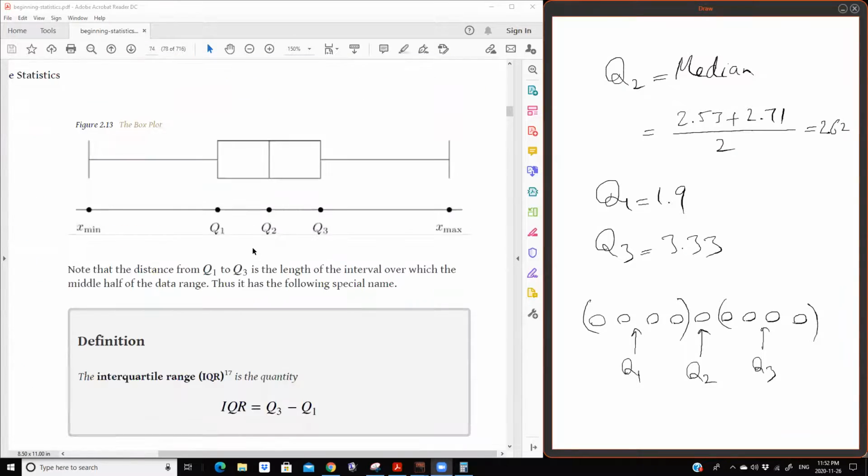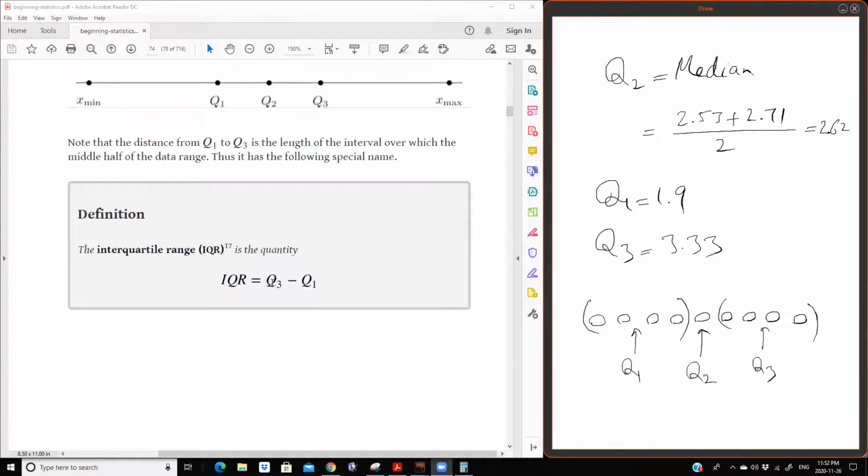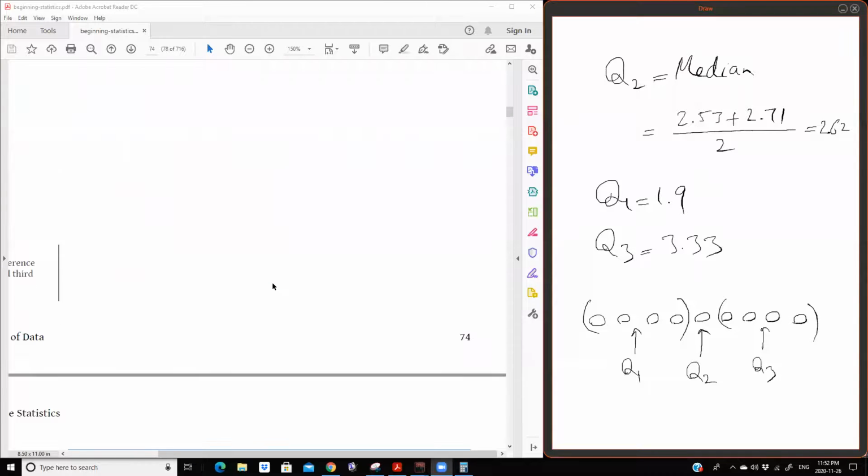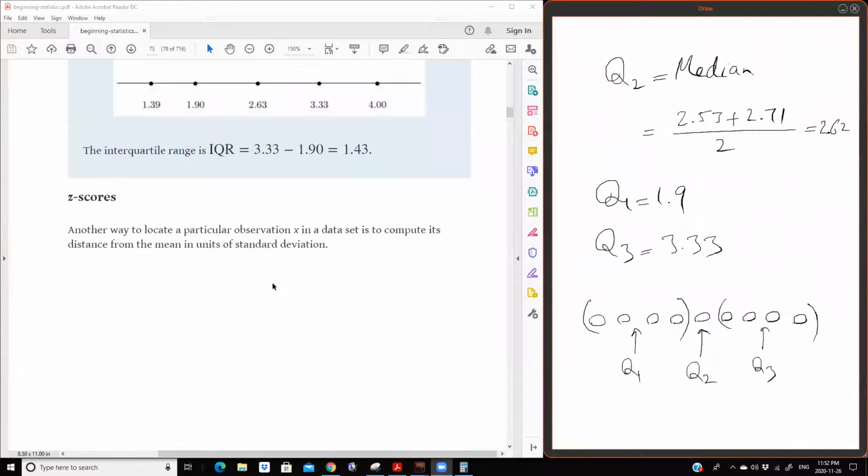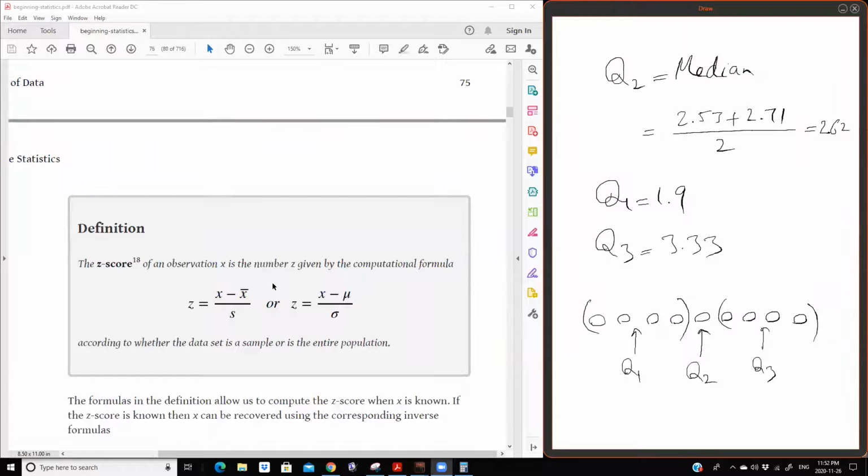You also have more examples here. That's a box plot. You are already familiar with that. The minimum, these are called whiskers. The maximum, Q1, Q2, Q3. The interquartile range, which is a measure of dispersion or variety.